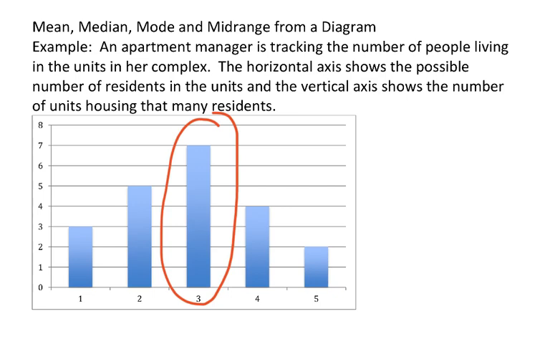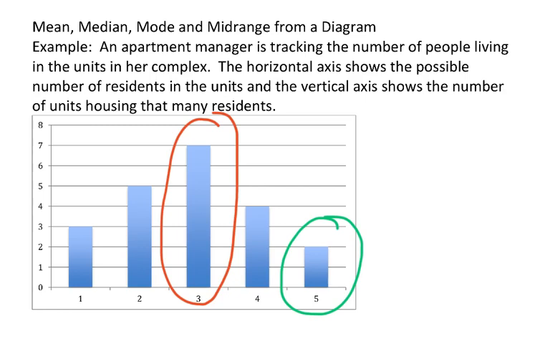Let's look at another one. Here, the number of occupants is 5. So we're talking about units where 5 occupants live. And the 2 on the vertical axis tells me that there are 2 units in this complex where there are 5 occupants. 2 units have 5 people living in them.